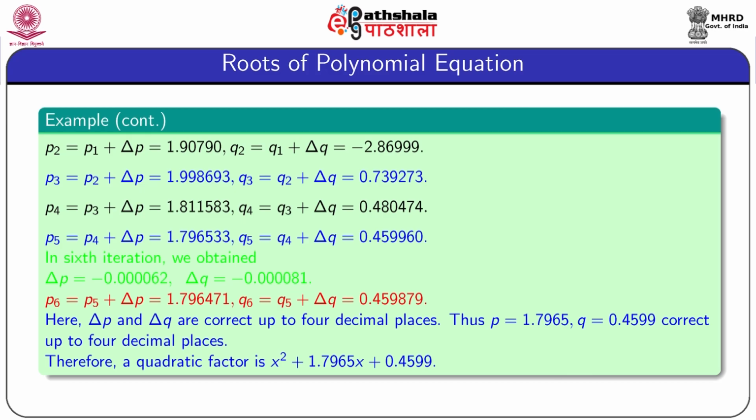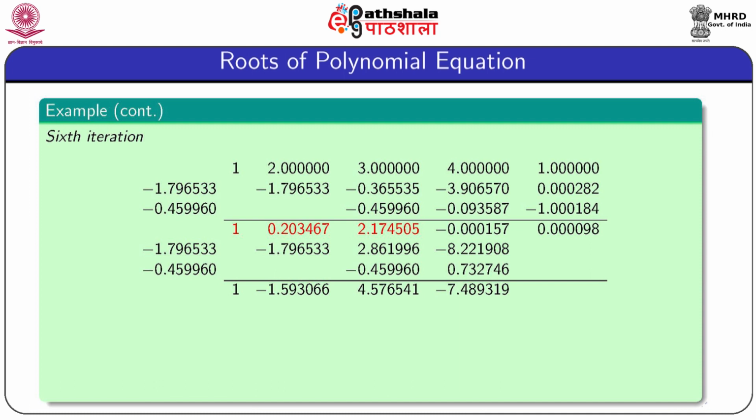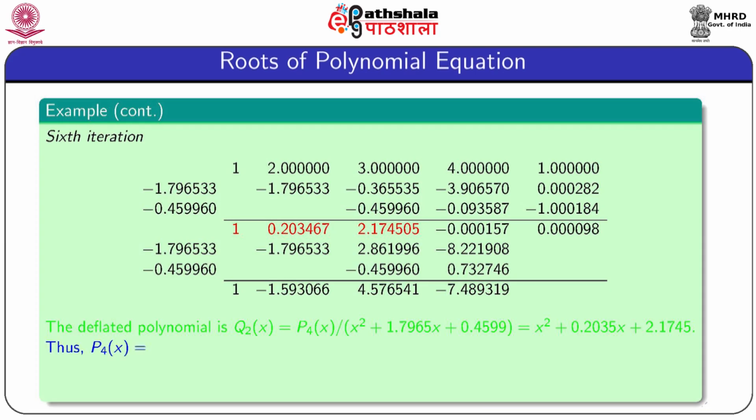Hence, a quadratic factor is x square plus 1.7965x, this is the value of p, plus 0.4599, this is the value of q. So this is a quadratic factor, and the reduced deflated polynomial is obtained from the sixth iteration, and the coefficients of the deflated polynomial q are 1, 0.203467, 2.174505. Thus, the deflated polynomial q2 is x square plus 0.2035 into x plus 2.1745, and this polynomial is correct up to 4 decimal places.